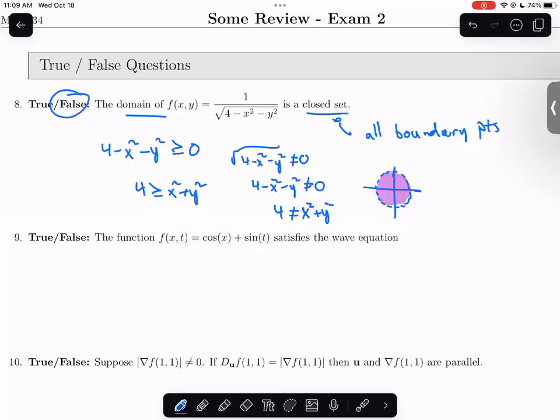The next problem here talks about the wave equation. The wave equation went something like this. Remember, on the knowledge checklist, you should know about harmonic functions or the Laplace equation along with the wave equation. I see lots of cosines and sines, so I'm kind of hopeful maybe that it would satisfy the wave equation. It turns out that this one does not.